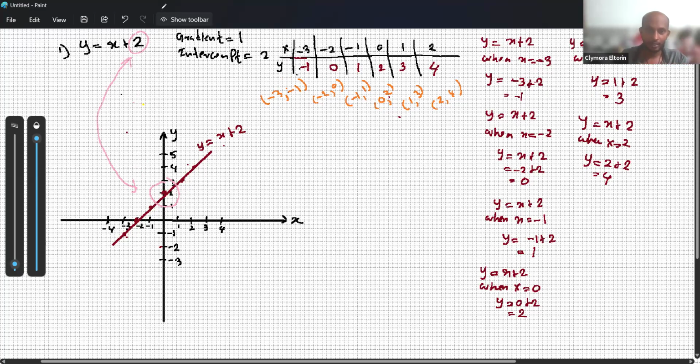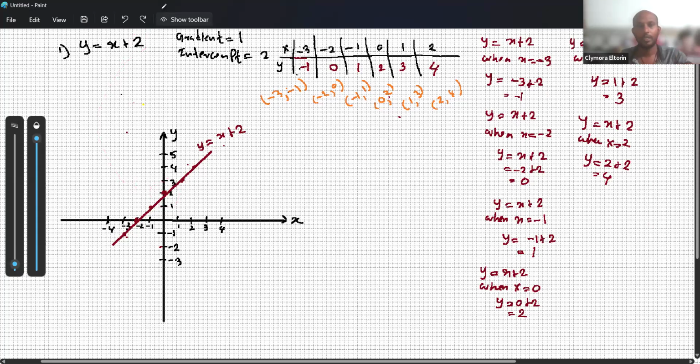Is it clear? If the intercept is 3, the graph goes through 3 on the y-axis. If it's minus 1, the graph goes through minus 1 on the y-axis. Let's see. That's the thing. Is it clear? What's the gradient?